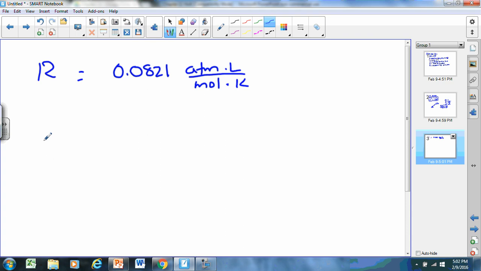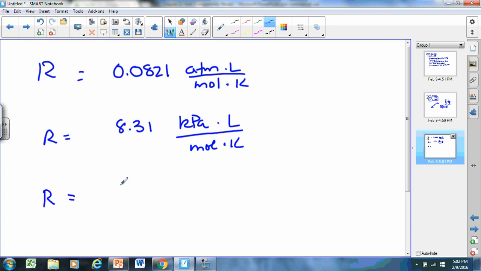Or R is equal to 8.31 kilopascals times liters over mole times K, or R is equal to 62.4 mmHg, that stands for millimeters of mercury, times liters over mole K.